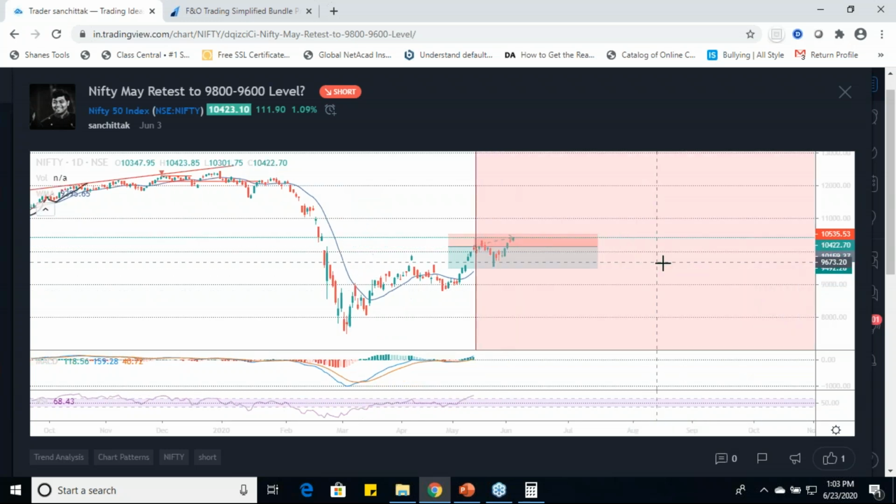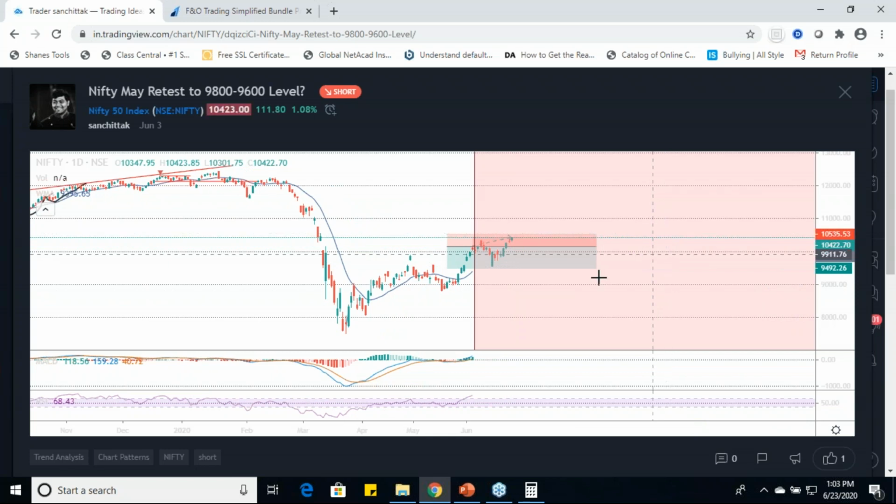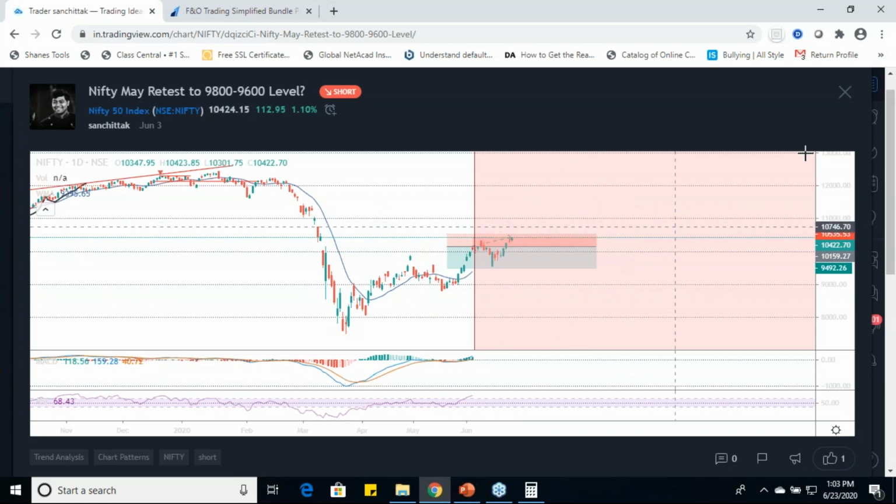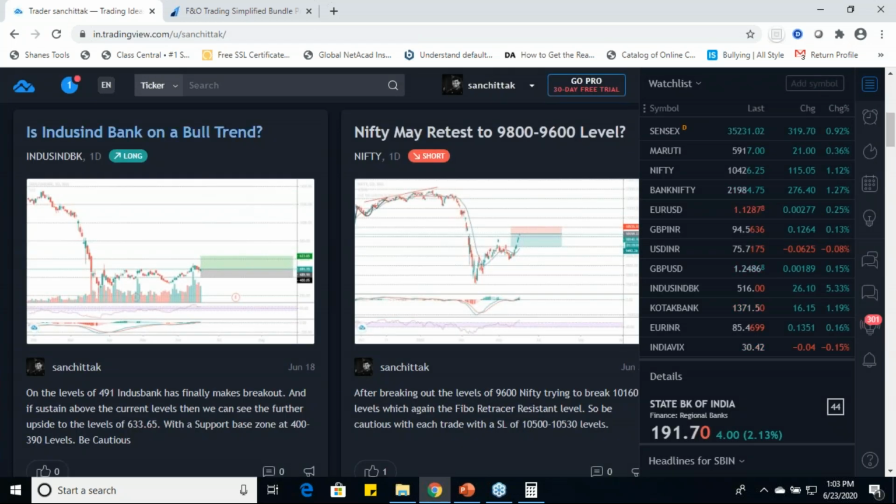And it does test it, as you can see here. And then it's again breaking out this level. So here we are, SLH, our target is hit, and it's now moving ahead to the upside levels, as we can see here. So that's how we keep on doing the research.